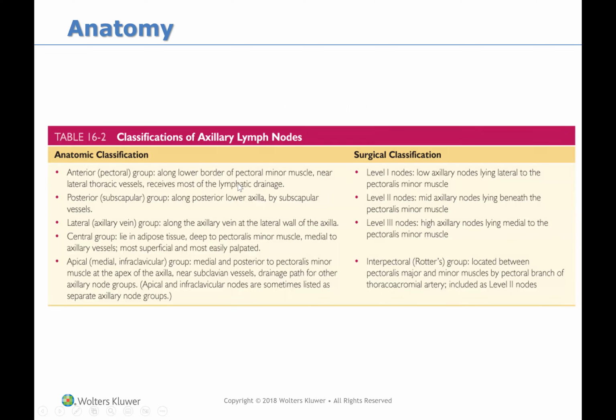So these are just some classifications of the axillary lymph nodes. You do not need to know these.